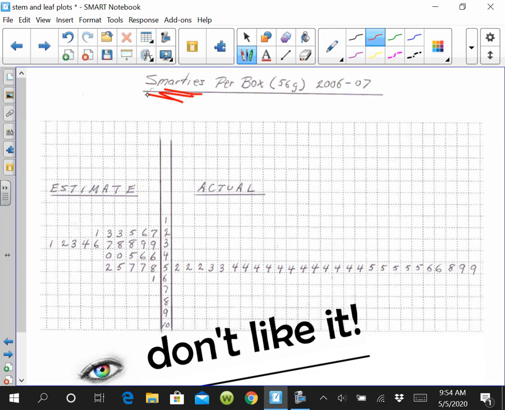Okay, so what was the lowest guess that any student made of the number of Smarties in the box? My interpretation here is 21 was the lowest guess. Notice there's no leaf up above it on the stem at 1, and there's no leaf there. So I don't think anybody guessed in the teens. I think 21 was the lowest guess.